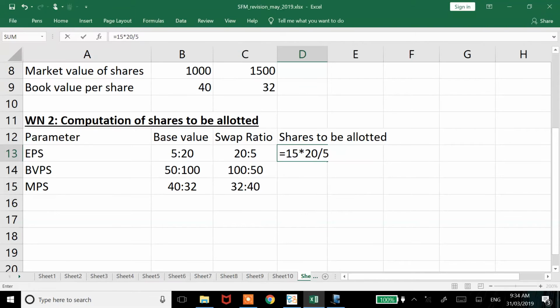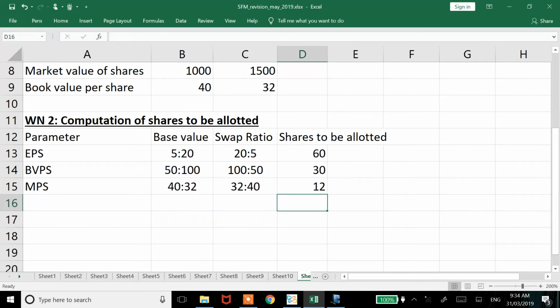20 shares for every 5 shares. Or 100 shares for every 50 shares. 32 shares for every 40 shares. So 15 into 20 by 5, 15 into 100 by 50, and 15 into 32 by 40. Whatever is the swap ratio, write that and multiply with the 15 lakh shares, into 20 by 5, into 100 by 50, into 32 by 40.